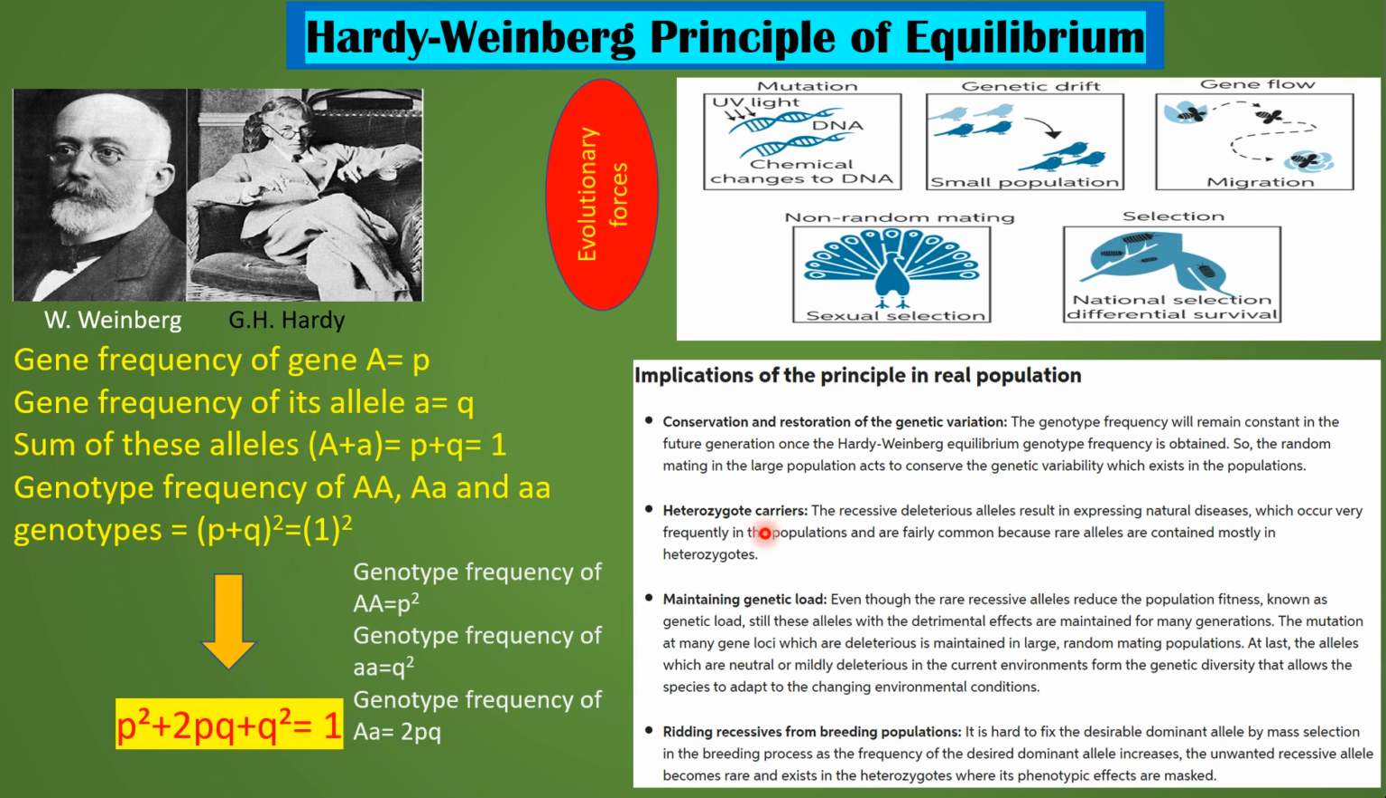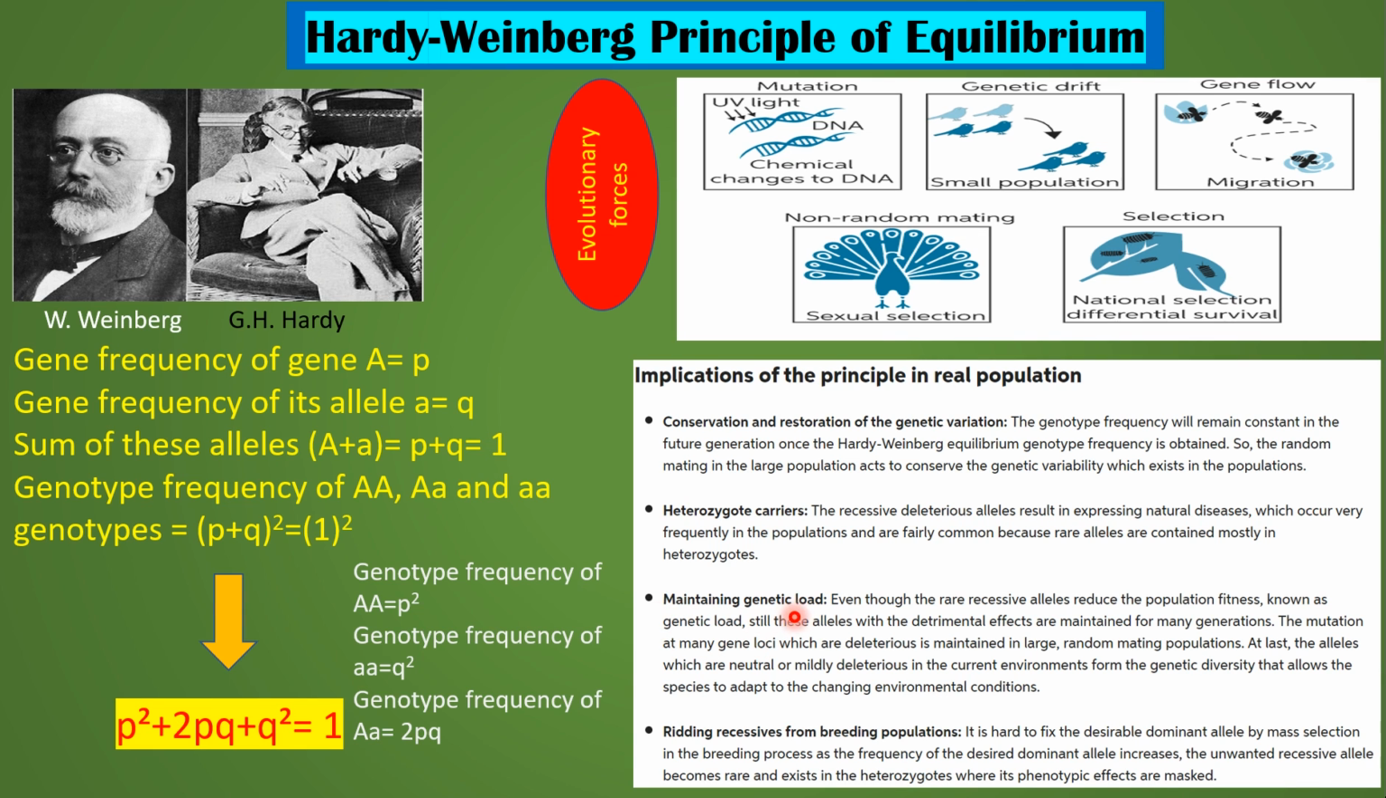Second point: heterozygote carriers. The recessive deleterious alleles result in expressing natural diseases which occur very frequently in the populations and are fairly common, because rare alleles are contained mostly in heterozygotes.